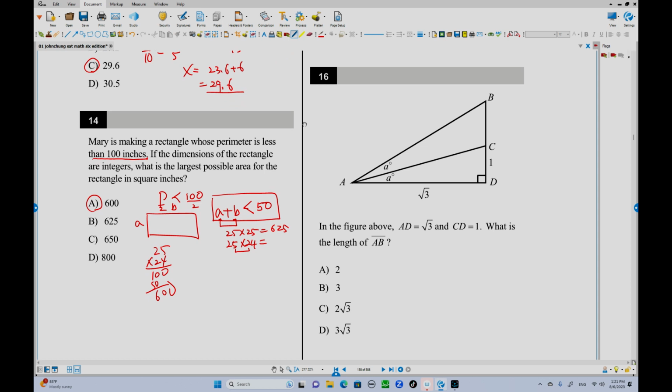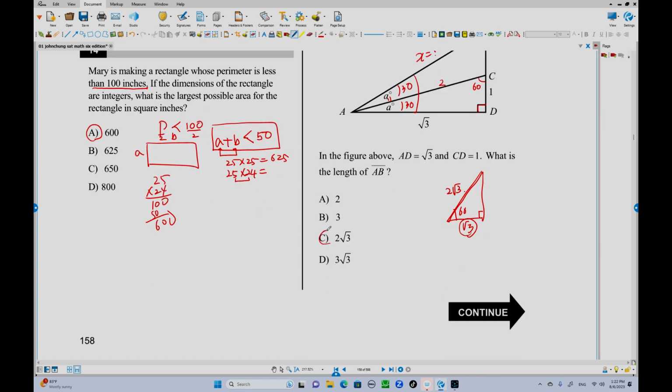Number 16. AD is square root 3 and CD is 1. What is the length of AB? This is 1, square root 3, and this is 2, right? These are right triangles. In this case, this is 60 degrees, this is 30 degrees. Another 30 degrees, they are equal over here. That is now 60 degrees. So this is a better figure, right? That is 60, this is square root 3. So what is this side? The hypotenuse is twice this side, 2 root 3. That is a special right triangle. 2 root 3 is this.